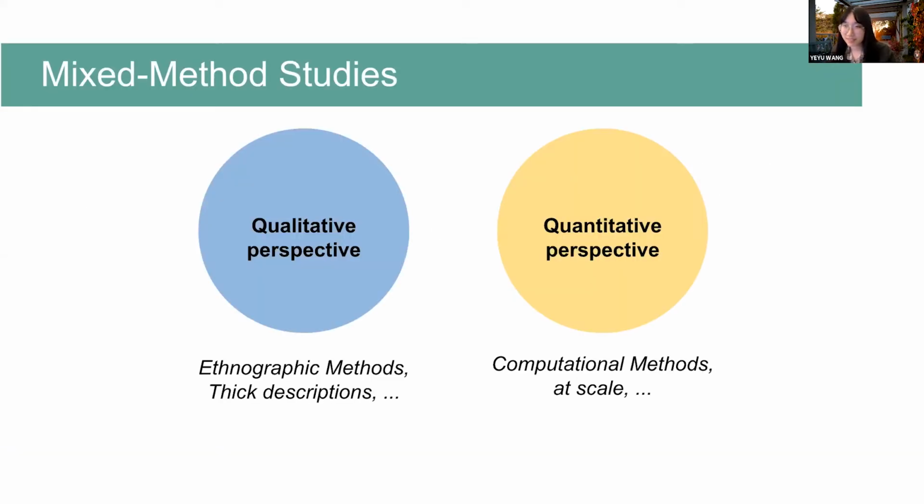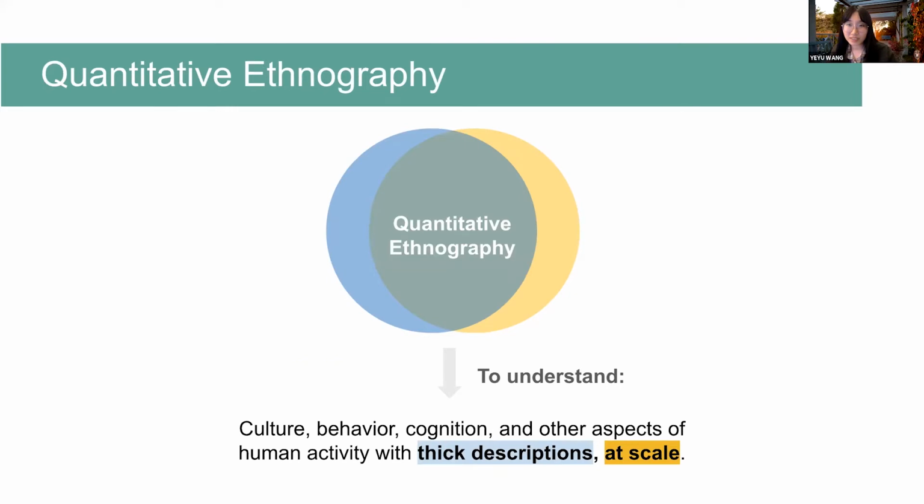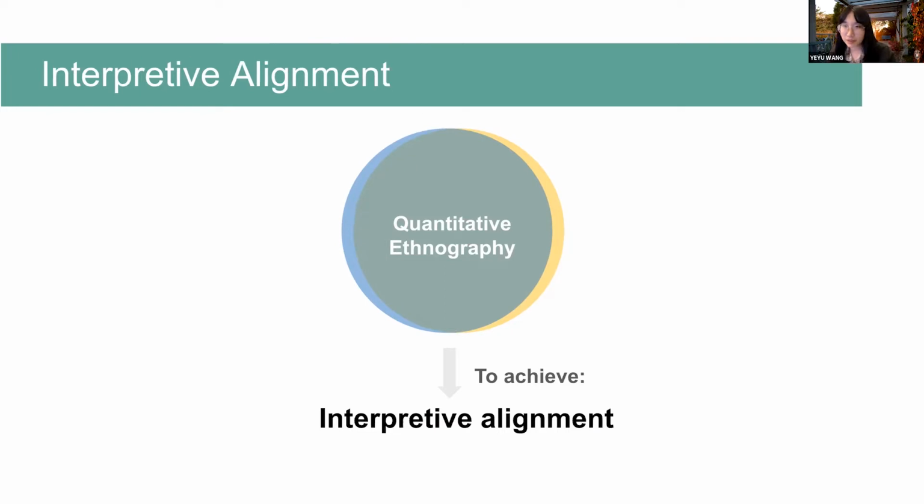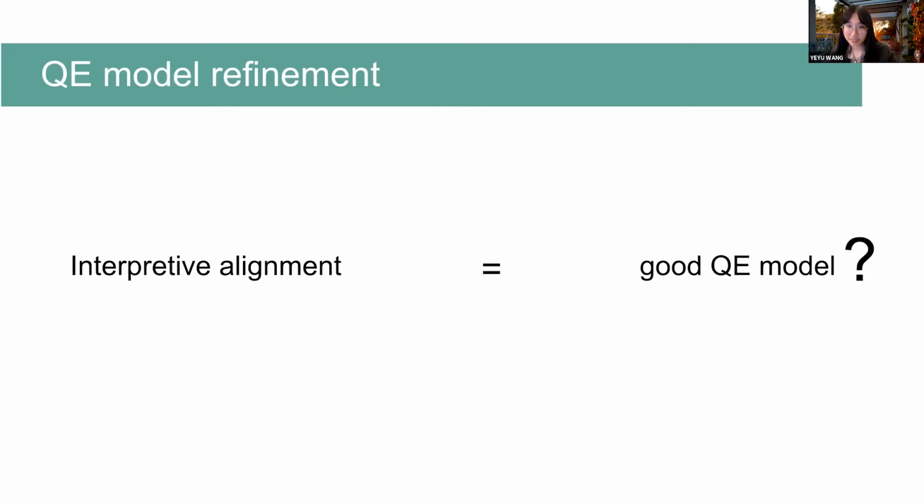In mixed method studies, researchers apply qualitative and quantitative analysis. However, they're usually independent from each other. Quantitative ethnography combines these two approaches interdependently to understand culture, behavior, cognition, and other human activities with thick description at a large scale. When we look at the QE model, if the qualitative interpretation is aligned with the quantitative interpretation, we think this model achieves interpretive alignment. However, is interpretive alignment the only criterion to define a good QE model?